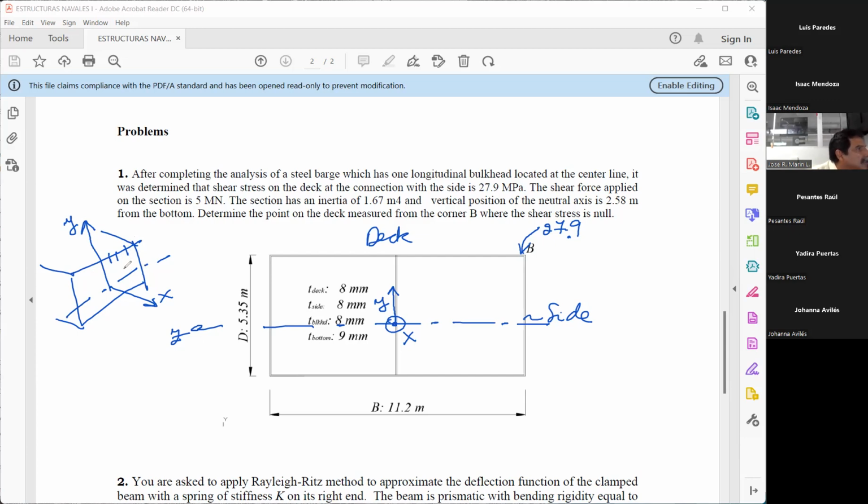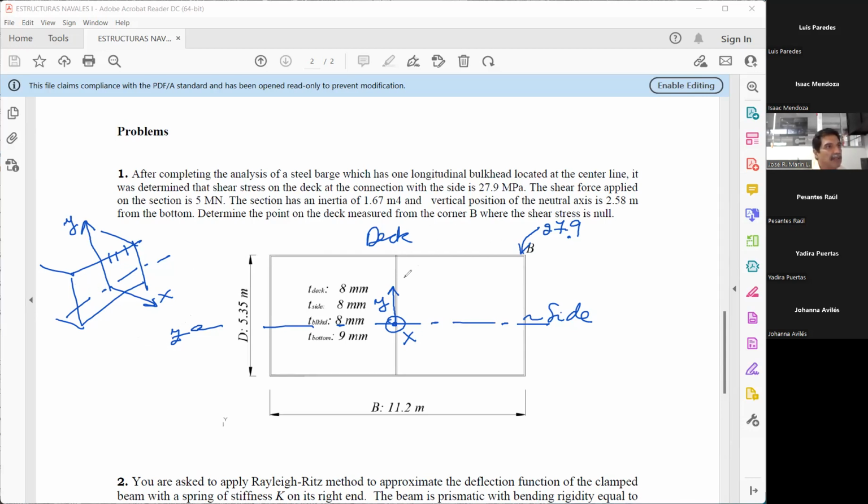Who's next? Mr. Kimi, Andres Kimi. What's the distribution on the deck or on the flange? Mr. Kimi, are you here? No. Oh man. Anybody? What's the distribution of a shear stress on the deck?